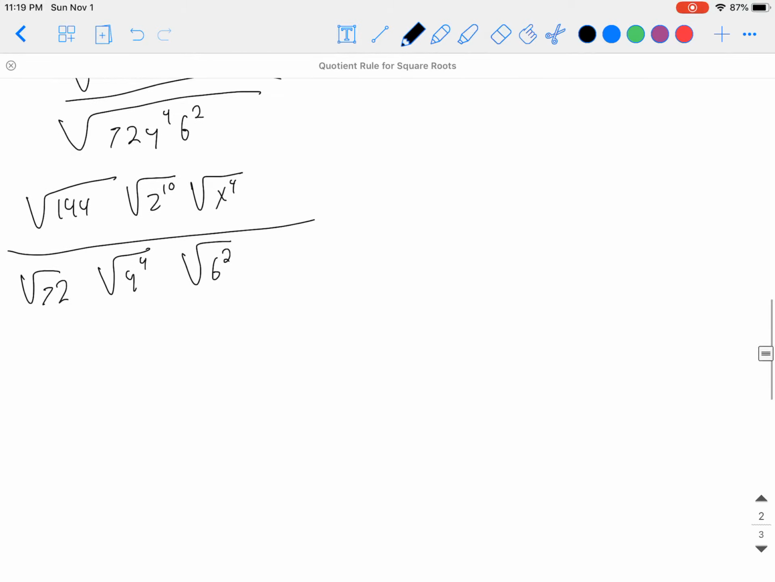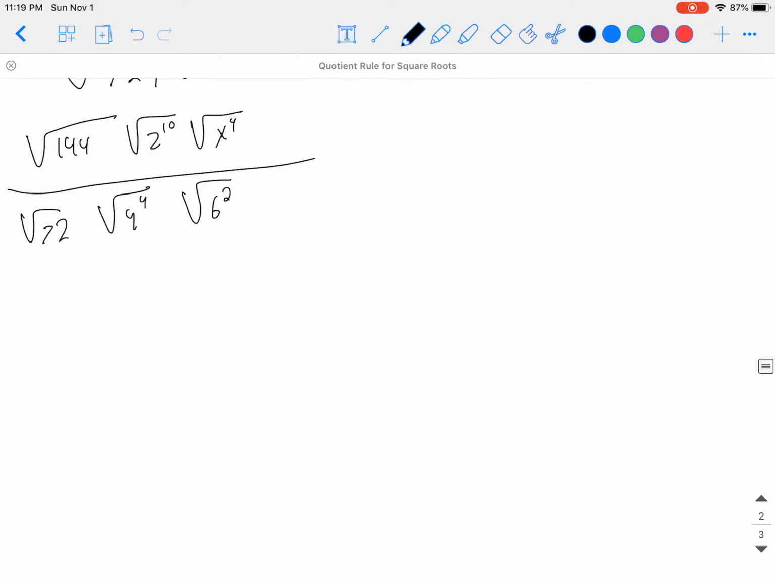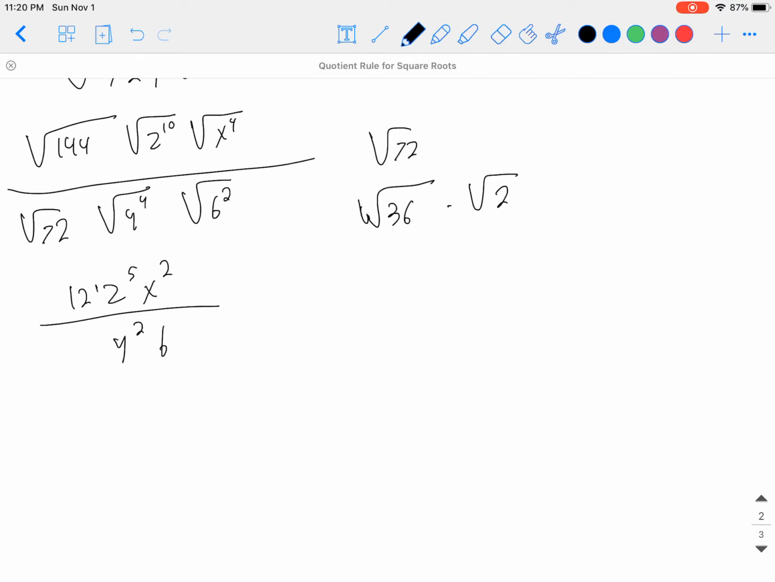Now, solving all these square roots, we can get 12 z to the 5th x squared over y squared b. We're going to leave this root 72 here, as this is not a perfect square and has to be reduced. So using the product rule, we can write this as the square root of 36 times the square root of 2, and the square root of 36 is 6, giving us 6 root 2.